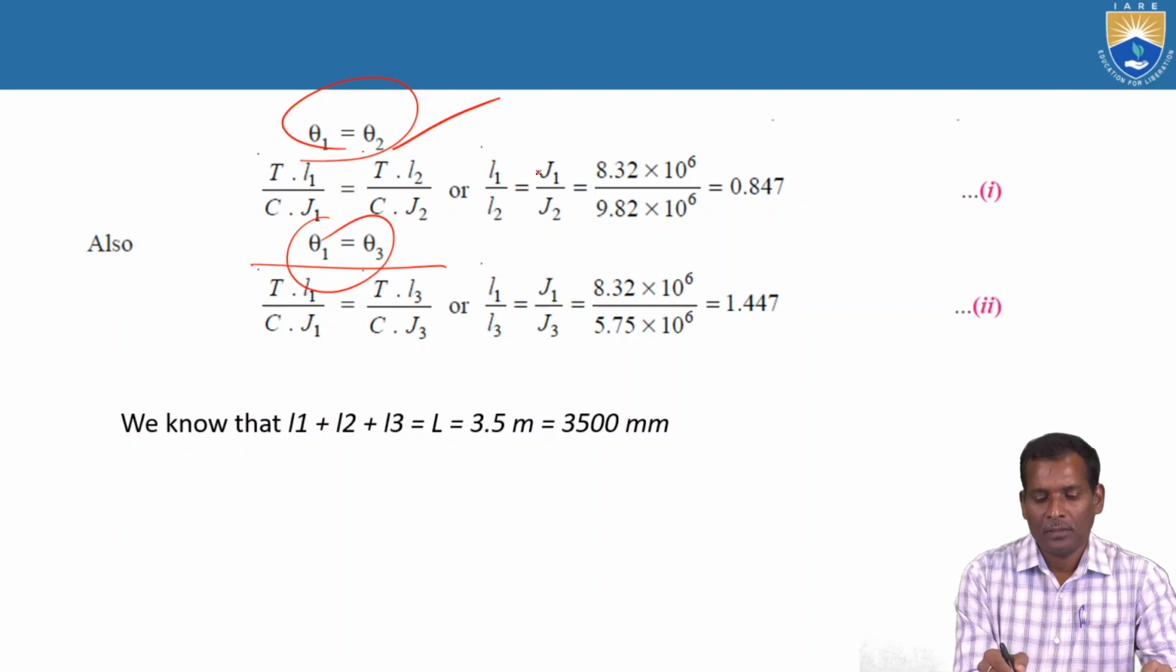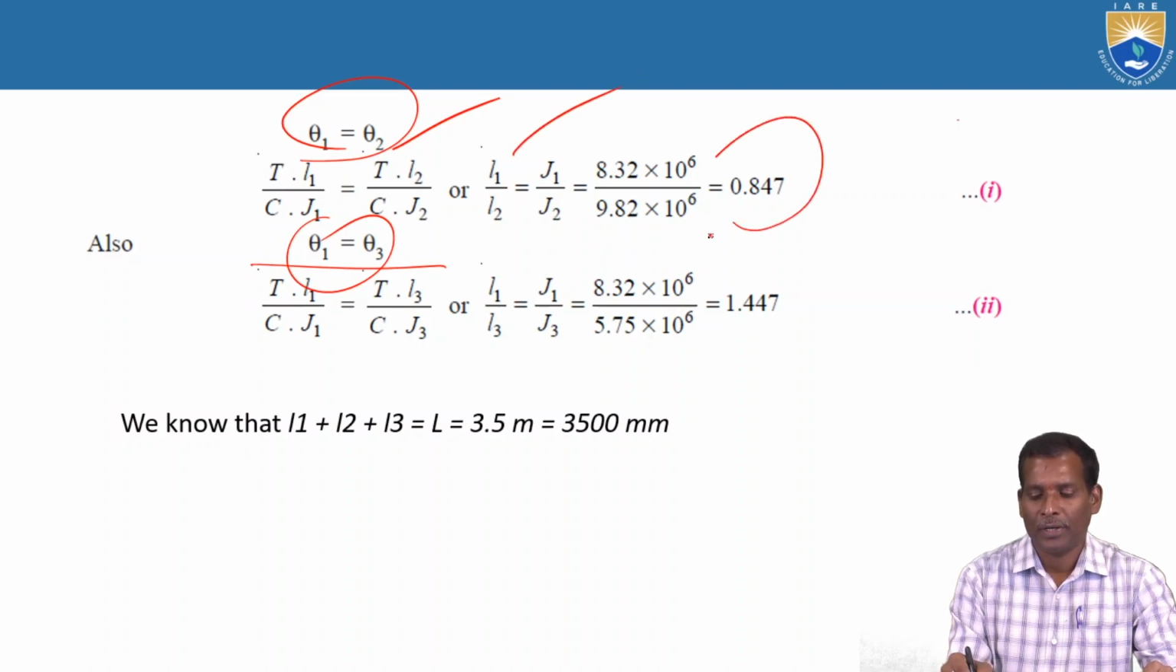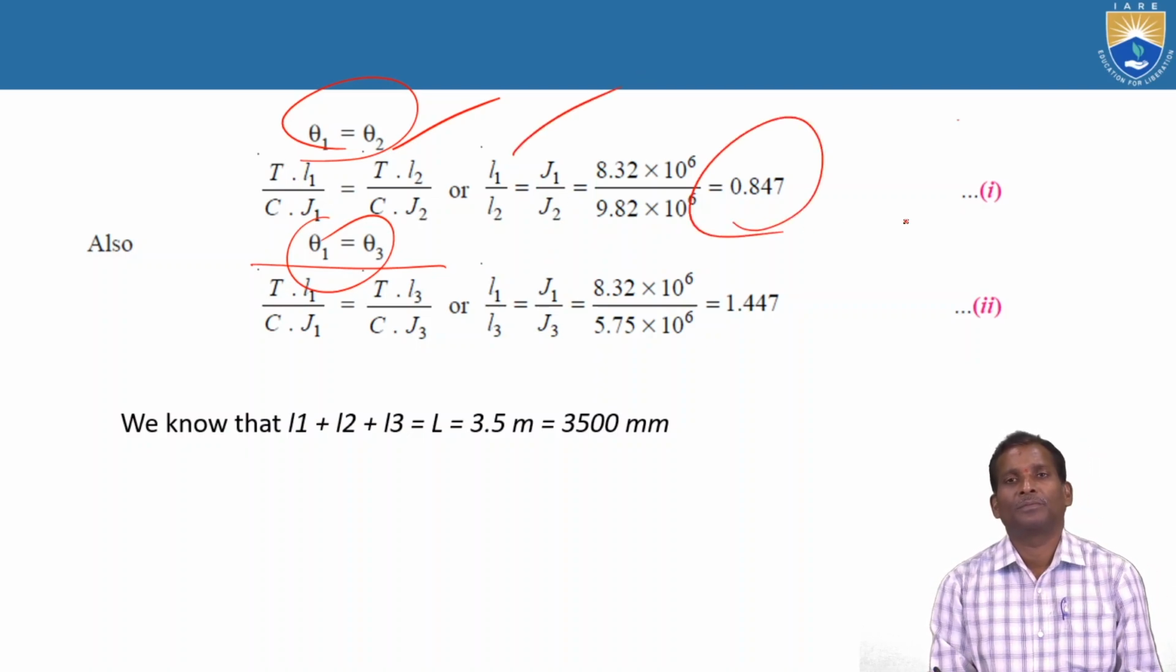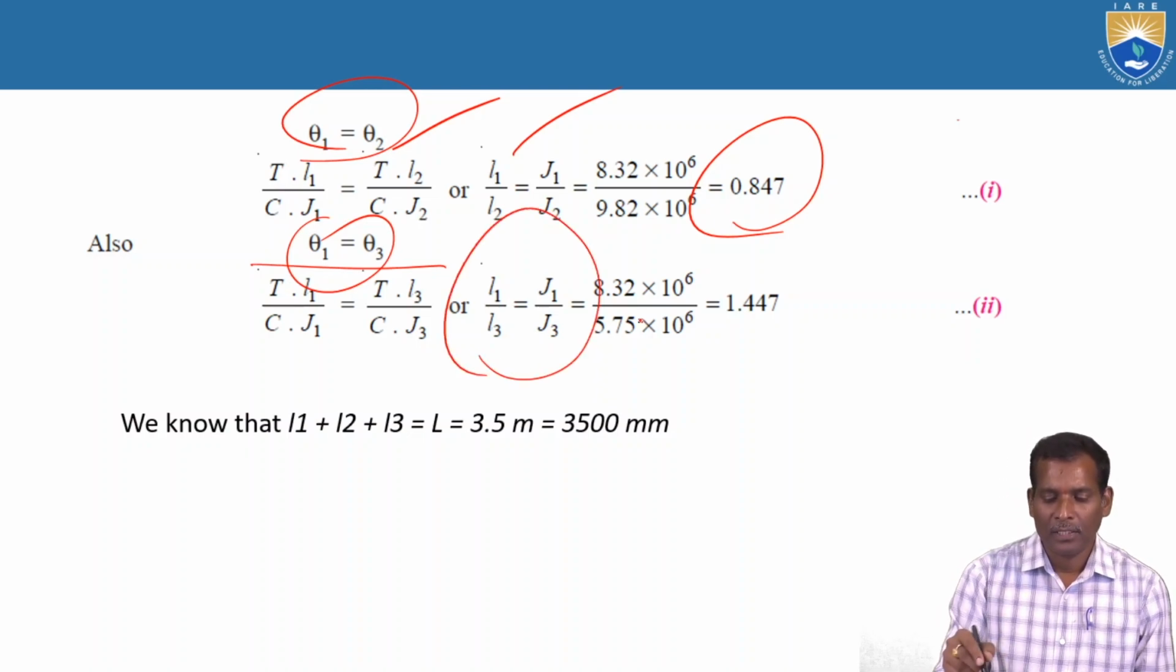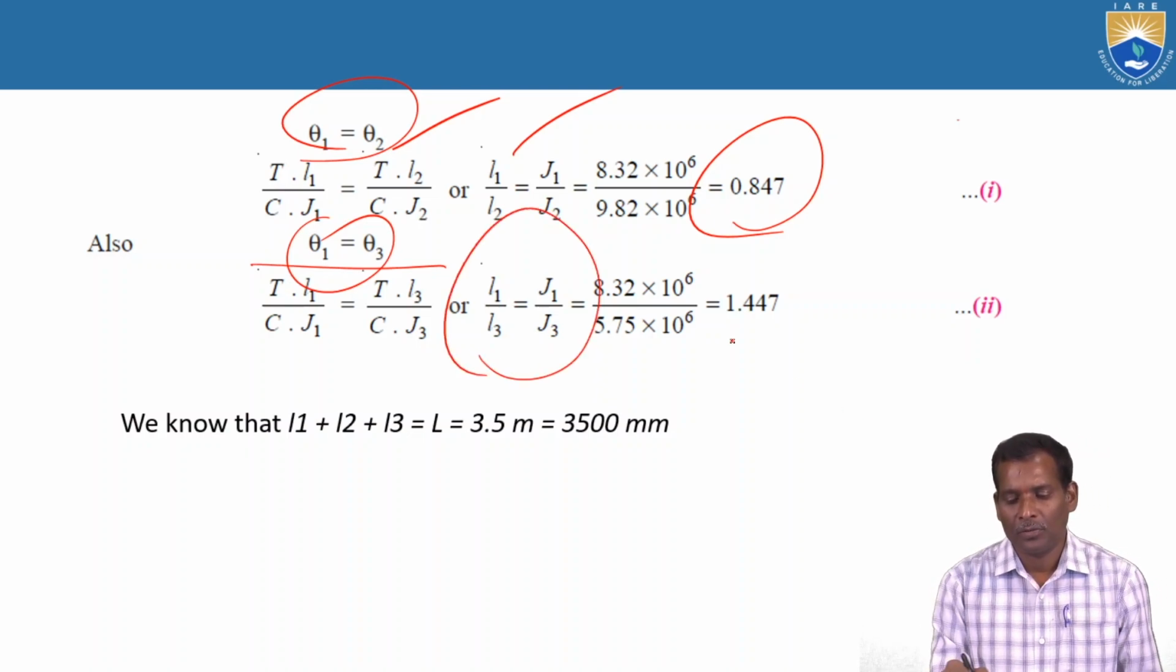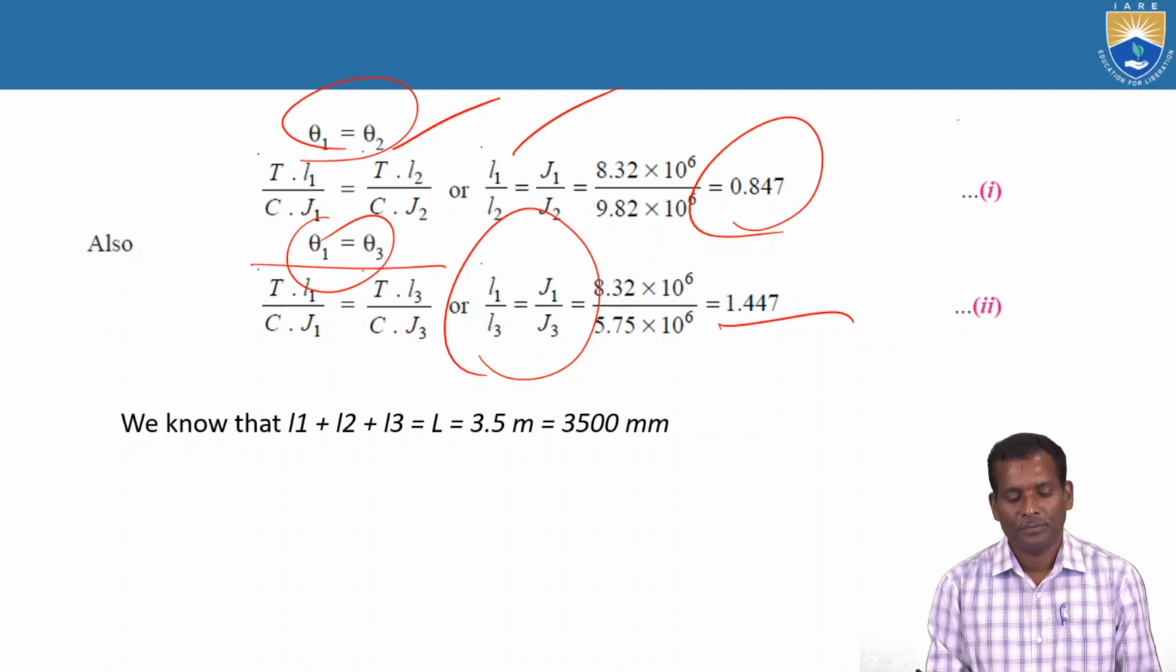And equate theta 1 and theta 2 equal values and you will get L1 by L2 is equal to J1 by J2 is equal to 0.847. Similarly, L1 by L3 is equal to J1 by J3 is equal to 1.447.